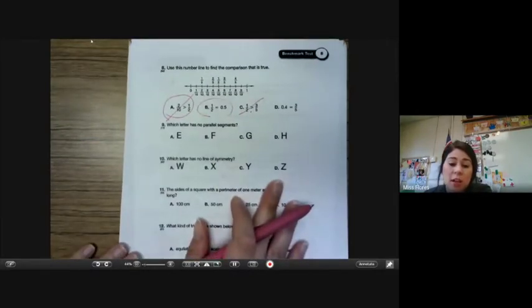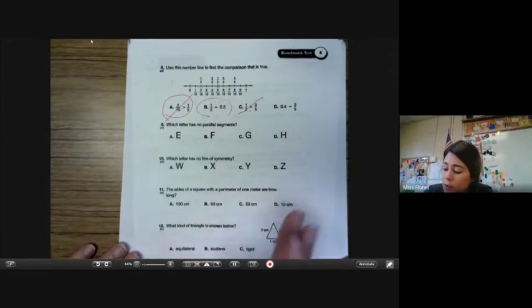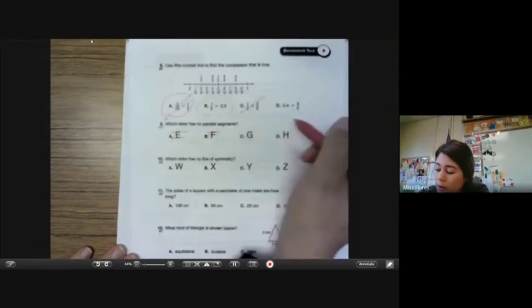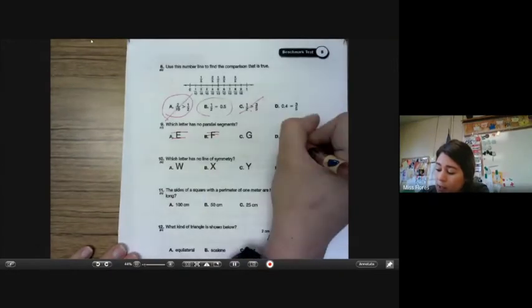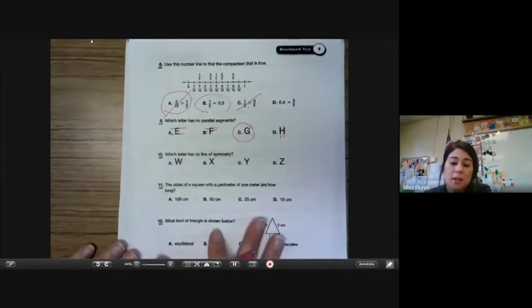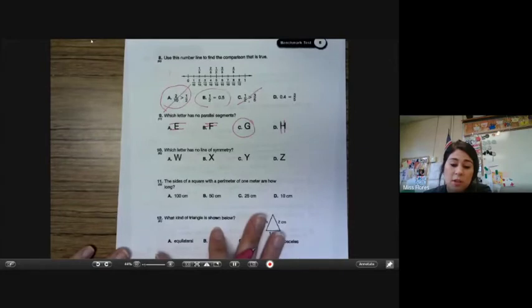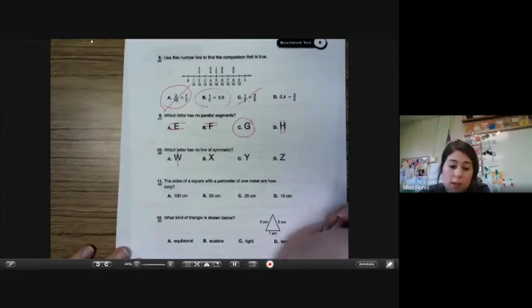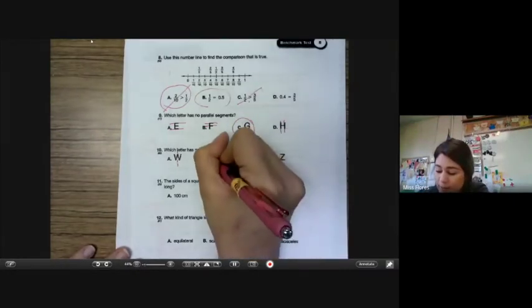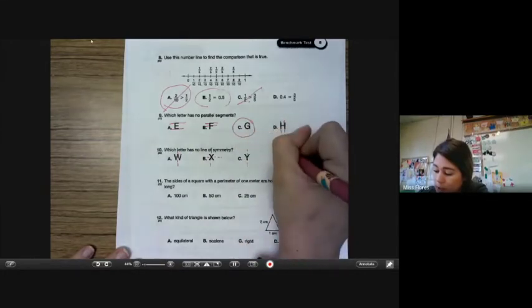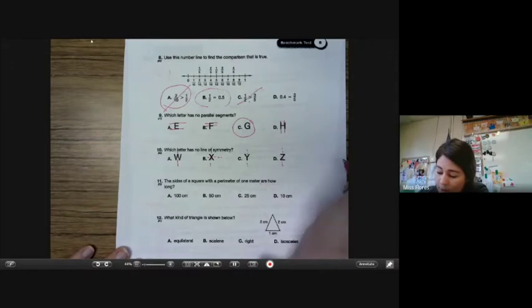Number 9, which letter has no parallel segments? Okay, so E has this one and this one. Those are parallel. F has this one and this one. H has these, and G does not. So the answer is C. Number 10, which letters have no lines of symmetry? That means that we can cut them down the middle, and they would be the same on both sides. So X has 2 lines of symmetry, Y has 1 line of symmetry, and does Z have a line of symmetry? No, it does not. So our answer is D.